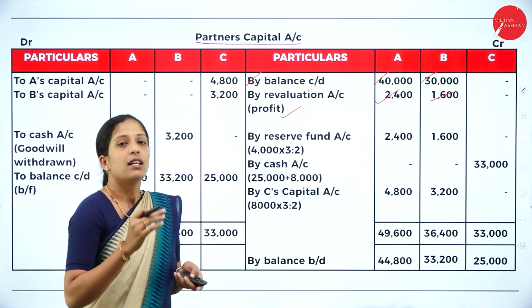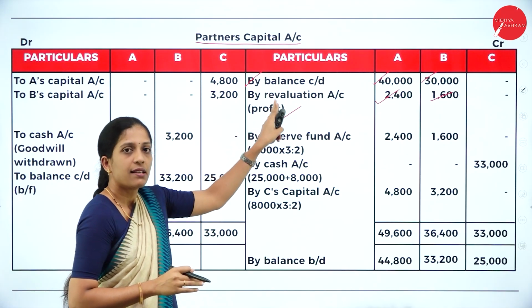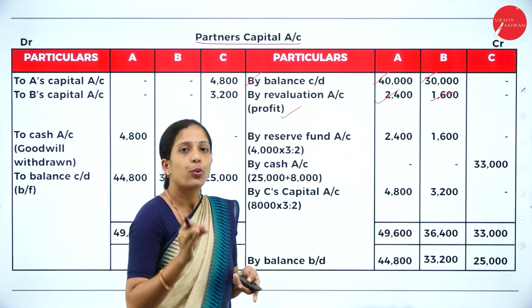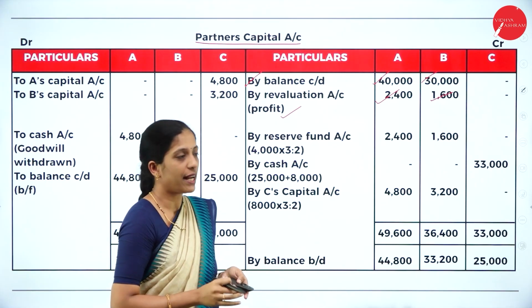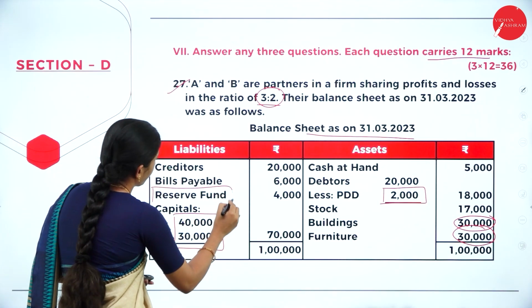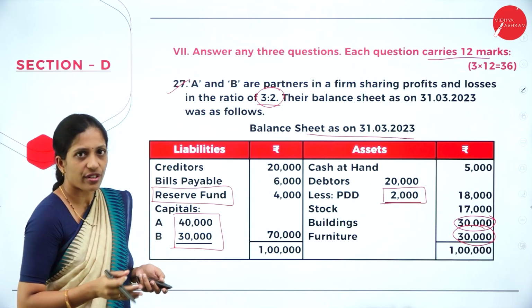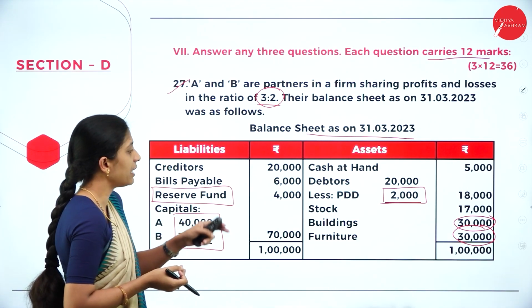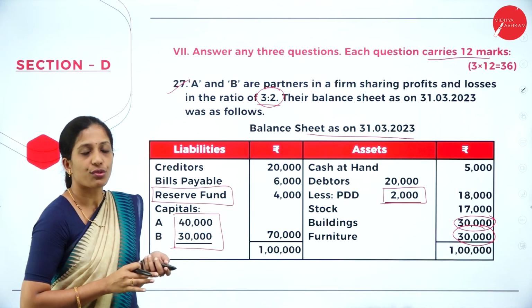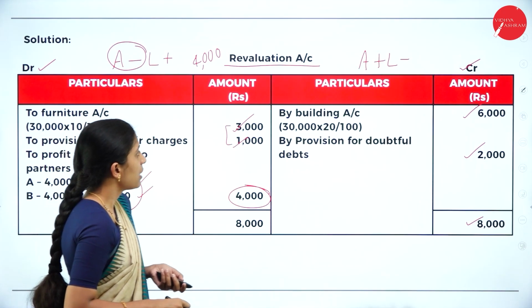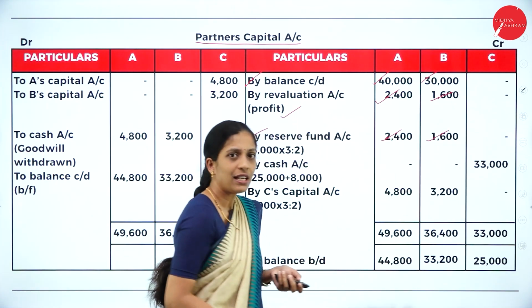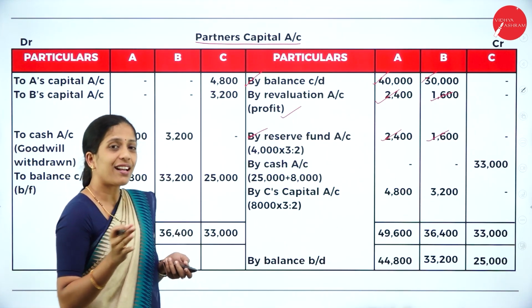Next your third step is, so first step I have told you, you will transfer the capital. Second step you will transfer the revaluation account balance. Third step, you will check your balance sheet whether there is any reserve, fund, profit and loss account. Now let's see the question here. Yes, so we have reserve fund here. Only one we have. We don't have general reserve or any other reserve. No profit and loss account. So we'll transfer this reserve 4,000 in which ratio? 3:2 ratio only to the old partners. So I have transferred here by reserve fund 4,000 into 3:2 will get 2,400 and 1,600. So we are done with the old partners.